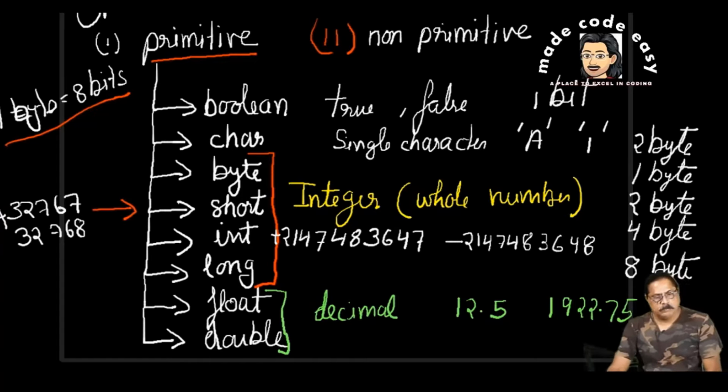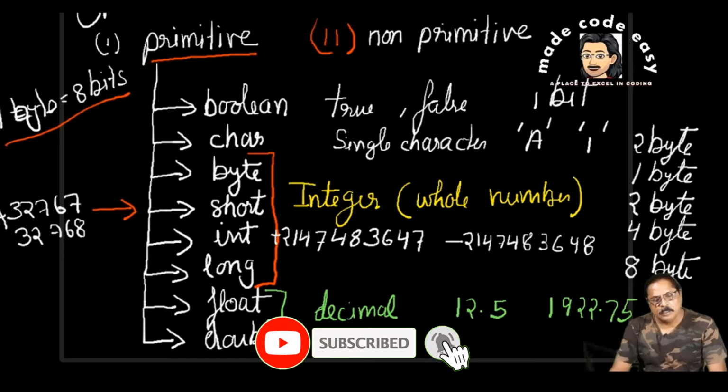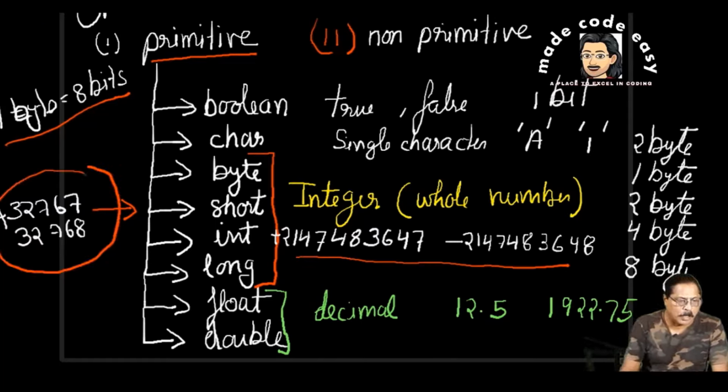So you know when to take int and when to take short and long. If you have a numeric figure within the range of 2 billion, you take data type int. If it is around 32,767 to 32,768, you take short. More than 2 billion, you take long data. I hope you have understood the primitive data type.